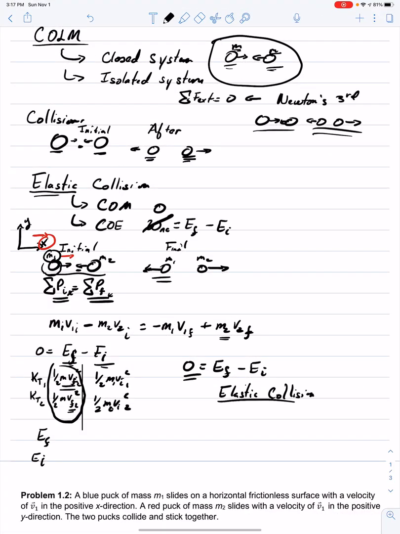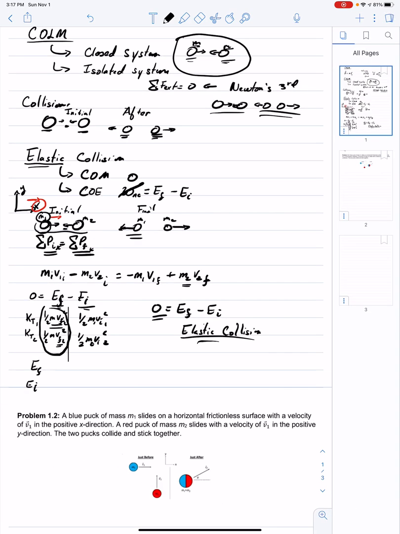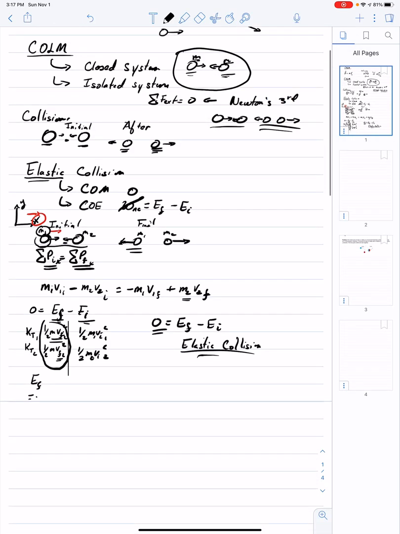Okay? This is an elastic collision. Whew. All right, let me add a page here. Add page, here we go, to talk a little bit more about this.